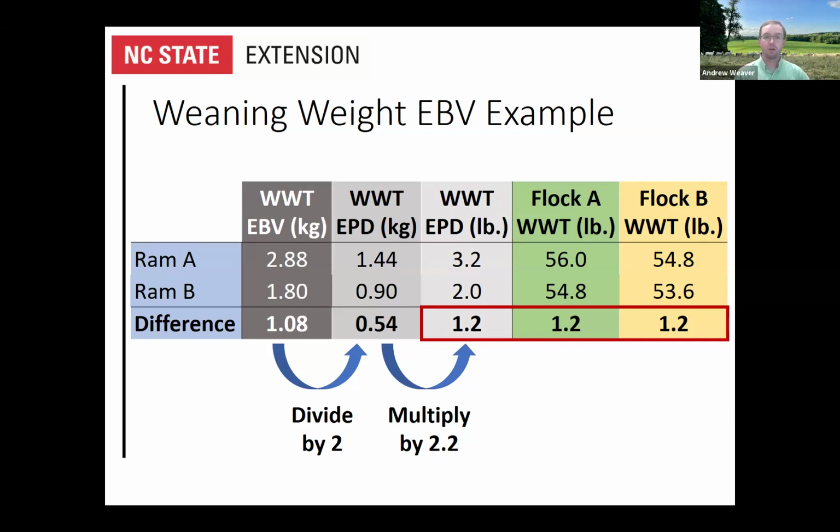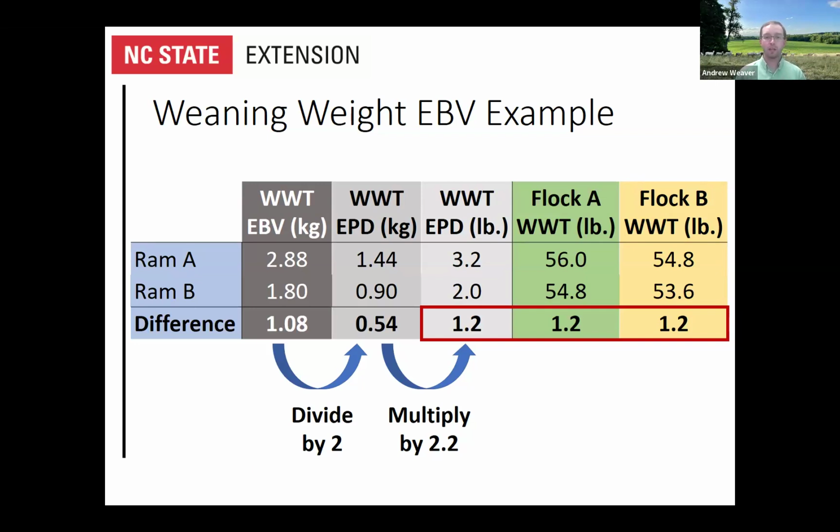So maybe in this scenario, flock A's nutrition program is just a little bit better. Maybe they just feed a little bit more. Because of that extra supplementation, that extra nutrition, those lambs grow a little bit faster. Average weaning weights are a little bit heavier. Maybe flock B doesn't feed quite as much, so average weaning weights are a little bit lower. That's okay. The relative differences are going to be the same.